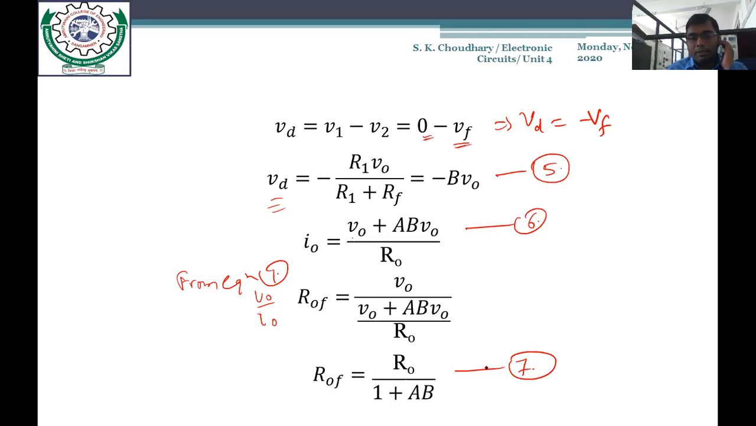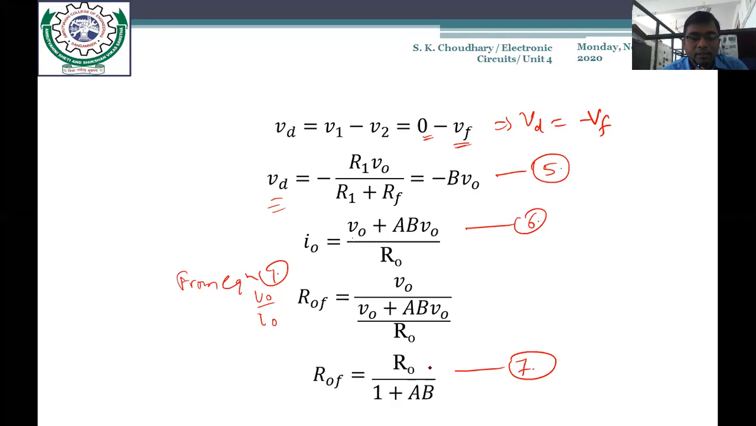This is a very important relationship. You can see that in the case of voltage series feedback, your output resistance with feedback is reduced by the factor of 1 plus AB. And we know that AB is very much larger than 1.